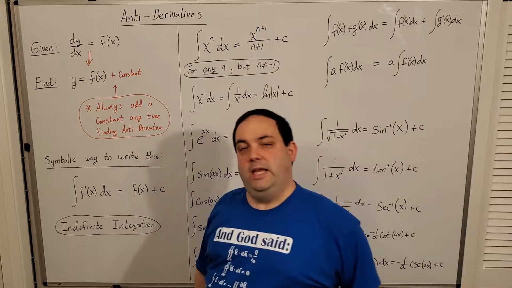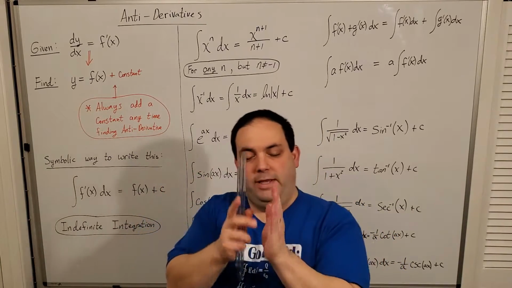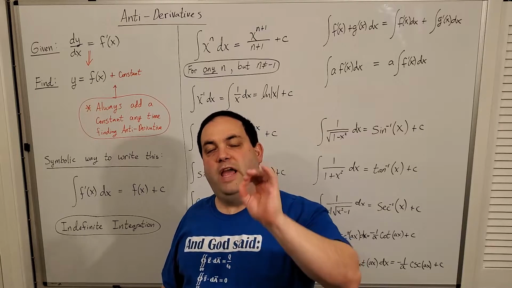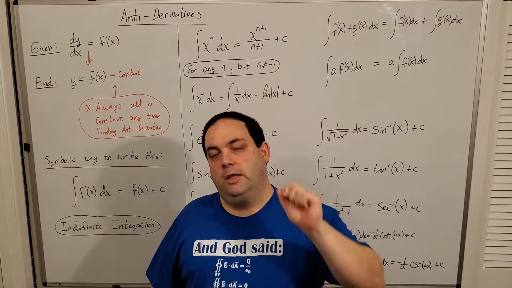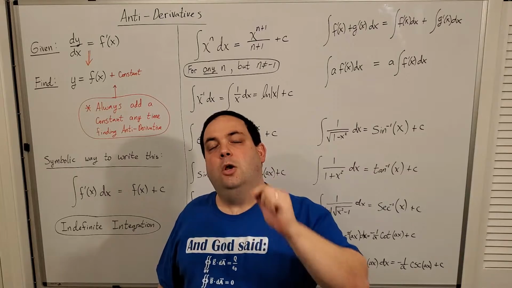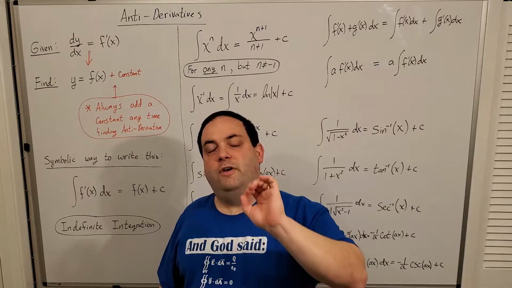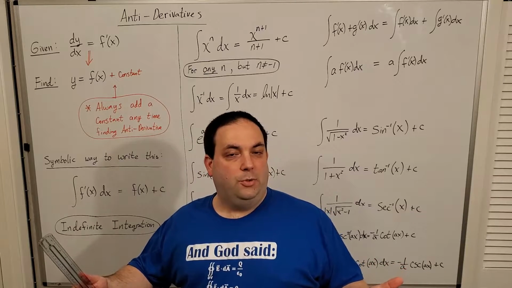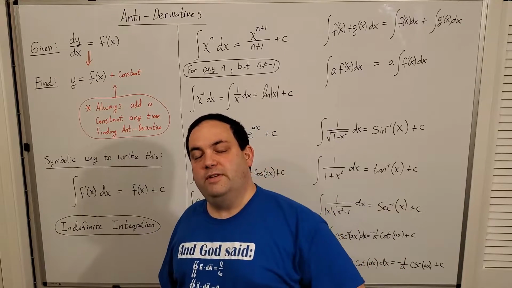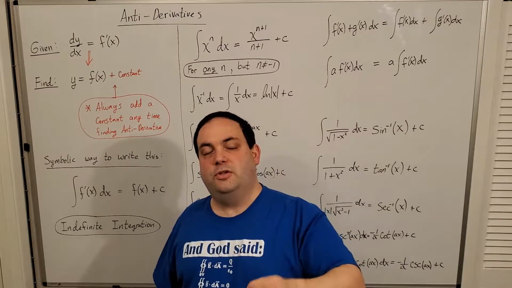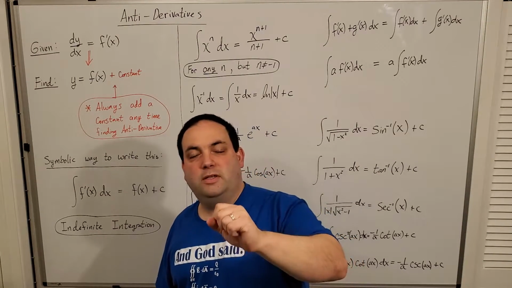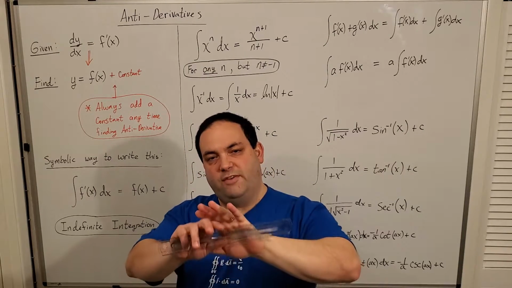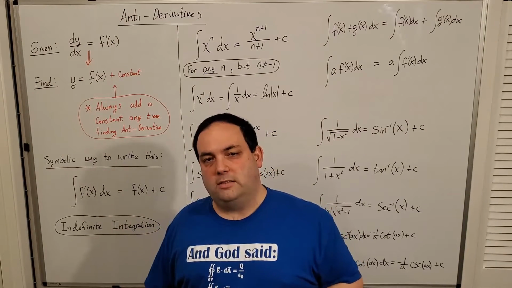Now here's the thing. If you just keep with me for a second and think about what is the derivative of x squared. It would be 2x. What would be the derivative of x squared plus 1? It would still be 2x. What about the derivative of x squared plus 5, x squared plus 10, x squared plus 100? Every single one of those would have a derivative of 2x.